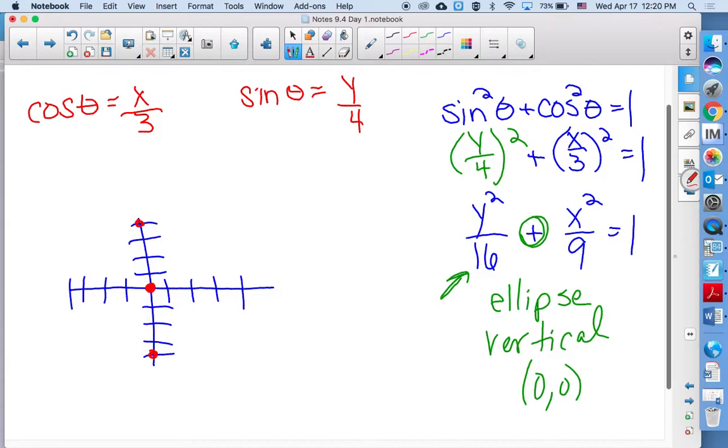Well, b squared is 9, so b is 3. Left, right. Yes, I know there should be foci in here, but we're not graphing an ellipse. We're graphing a parametric set of equations. So connect your dots. Looks like a circle. Kind of does look like a circle.